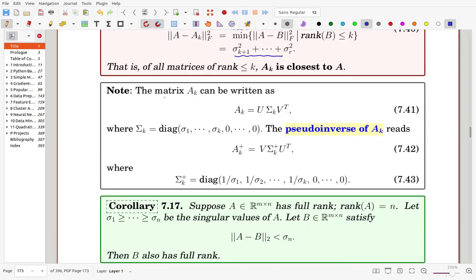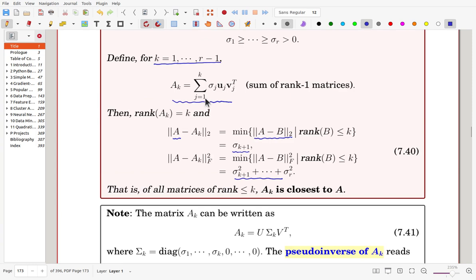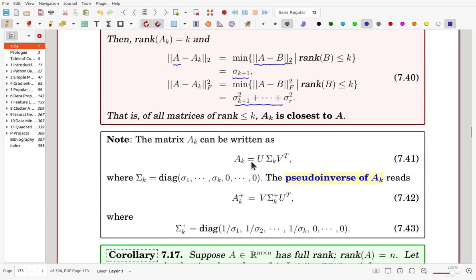Here A_k can be written in this matrix form rather than the dyadic decomposition. You can write it in this way. So sigma_k is just the diagonal matrix from sigma 1 to sigma k. For the remainder, the singular values are 0.